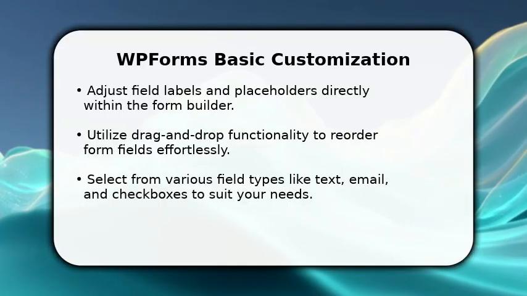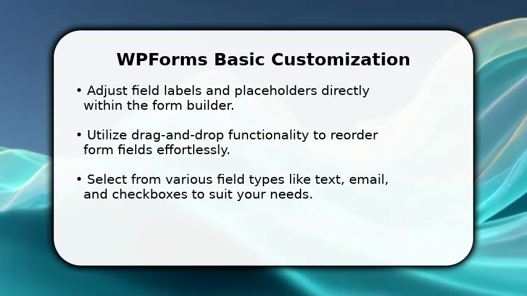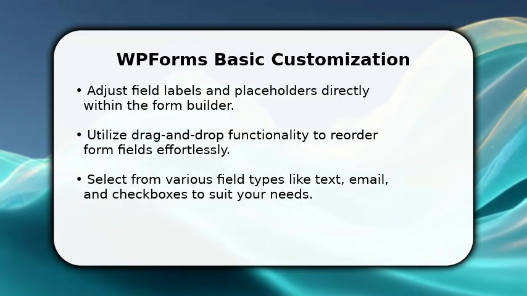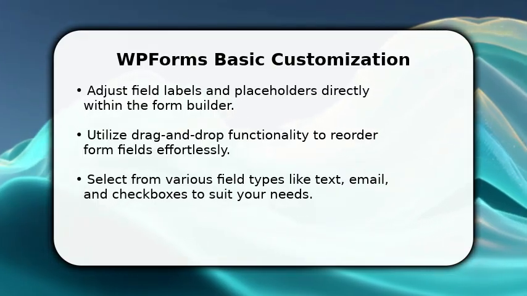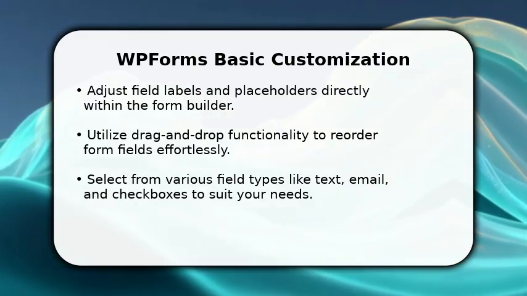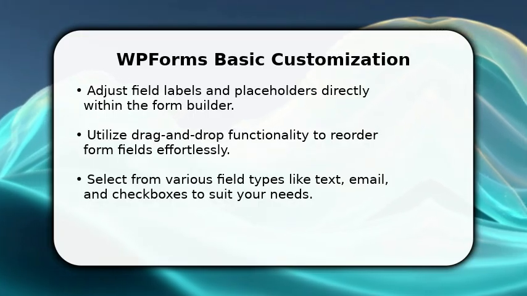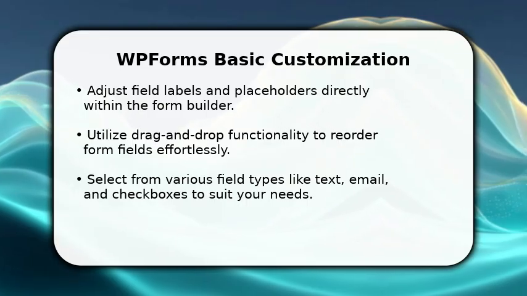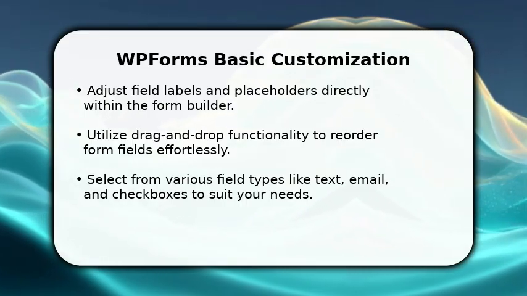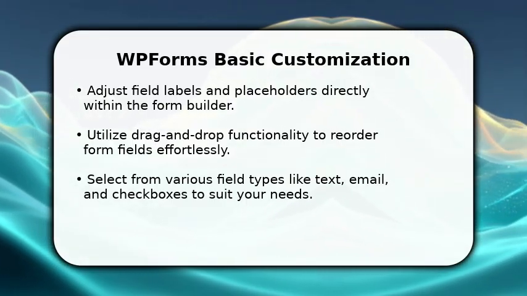In this video, I will explain how to customize WPForms. First, open your form in the WPForms builder. You can easily change field labels and add helpful placeholders for user guidance. Simply drag and drop fields to rearrange their order on your form. This intuitive interface allows for quick adjustments, ensuring your form looks exactly as you envision it.